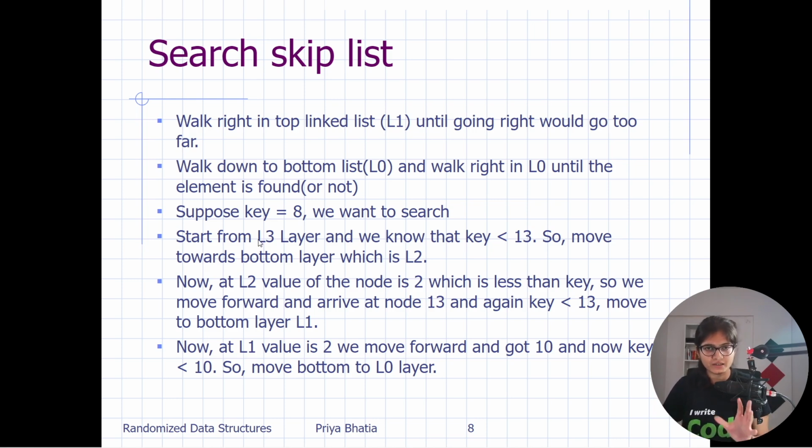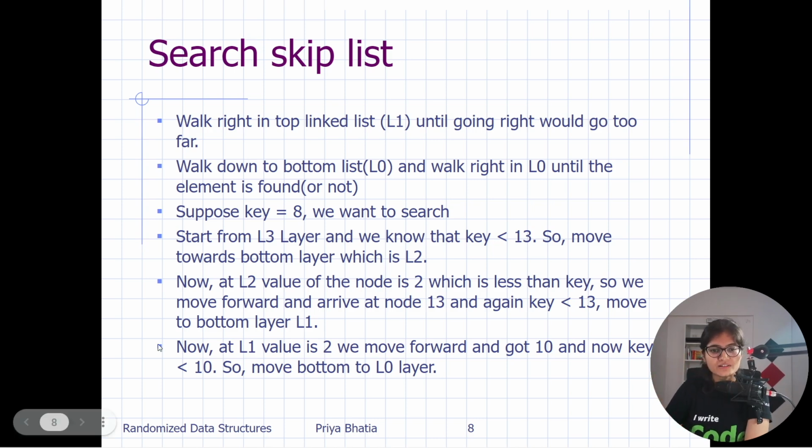So here, in the previous image which I have shown you, consider the key as 8 that you want to search. You start from the L3 layer, you encounter a value which is greater than the key, 13, so you will move towards the bottom layer, which is L2. Now you again check at L2, the value is 2 which is less than the key, so you will move forward. So if the value is less than the key that you're looking for, moving forward is the right way. If you're getting a value which is greater, you need to move to the bottom layer. That is the overall idea behind searching a skip list, which I want to tell you.